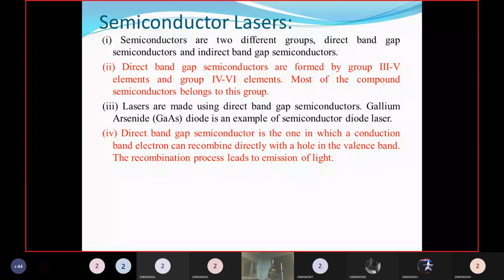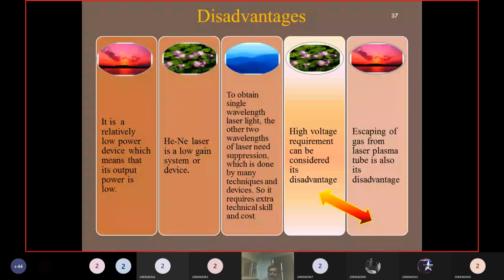Now coming to the semiconductor laser. I will explain briefly about the semiconductor laser. Before going to the semiconductor laser, do you have any doubts on this helium neon laser? Because this is a very important one: ruby laser, helium neon laser, and semiconductor laser are all very important ones. If you have any doubts, I will clarify. Are there any doubts on helium neon laser?